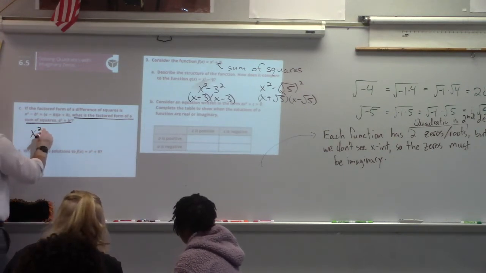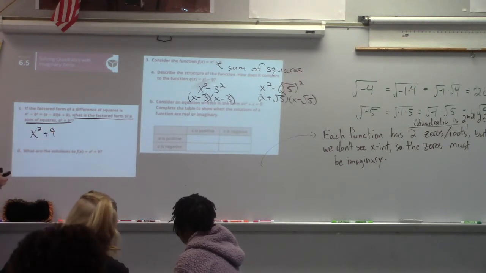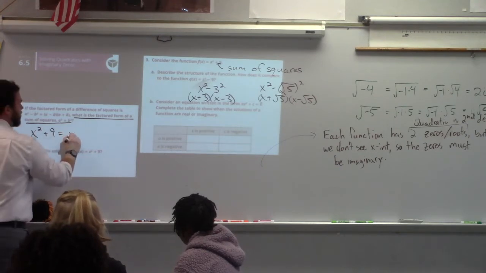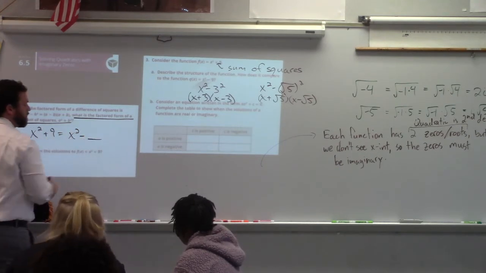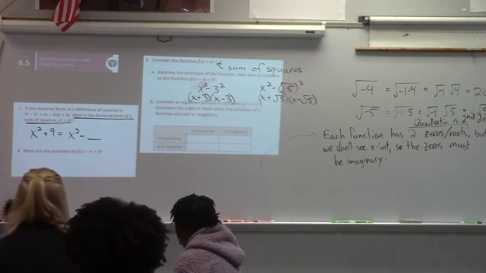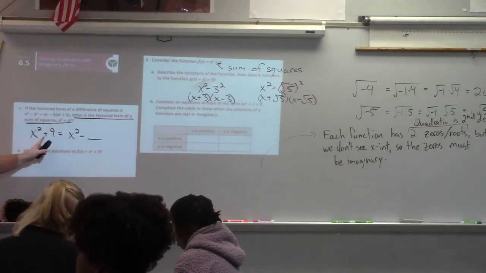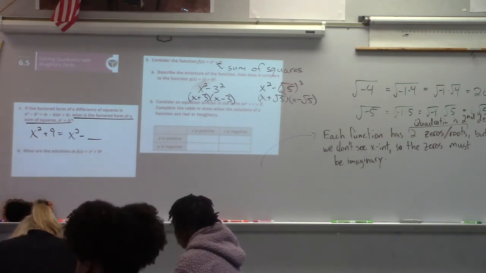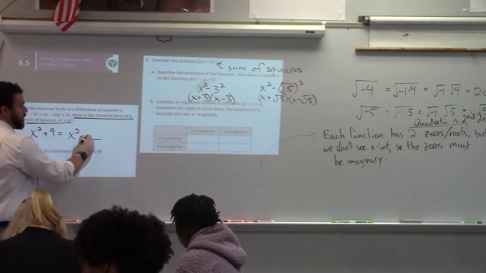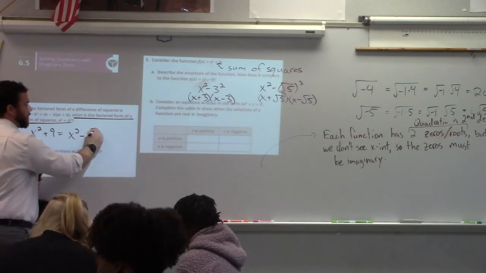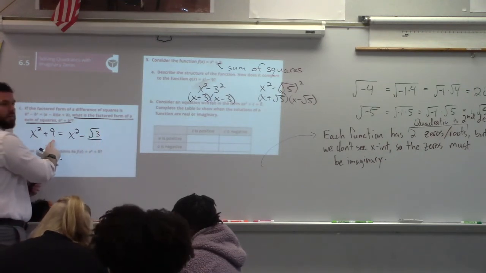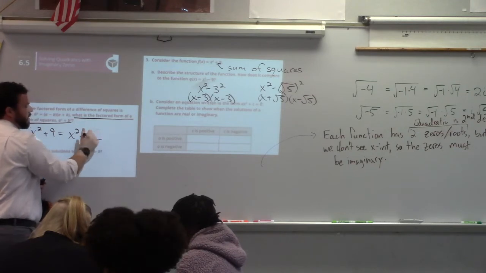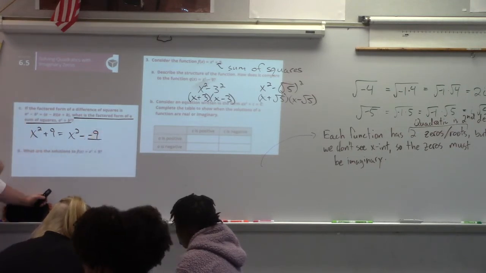If I have x squared plus 9, we already know how to factor it if we have a difference of squares. Is there a way to rewrite this so that it's x squared minus something? I want to rewrite x squared plus 9 as x squared minus something. X squared minus negative 9. Would that give me x squared plus 9?